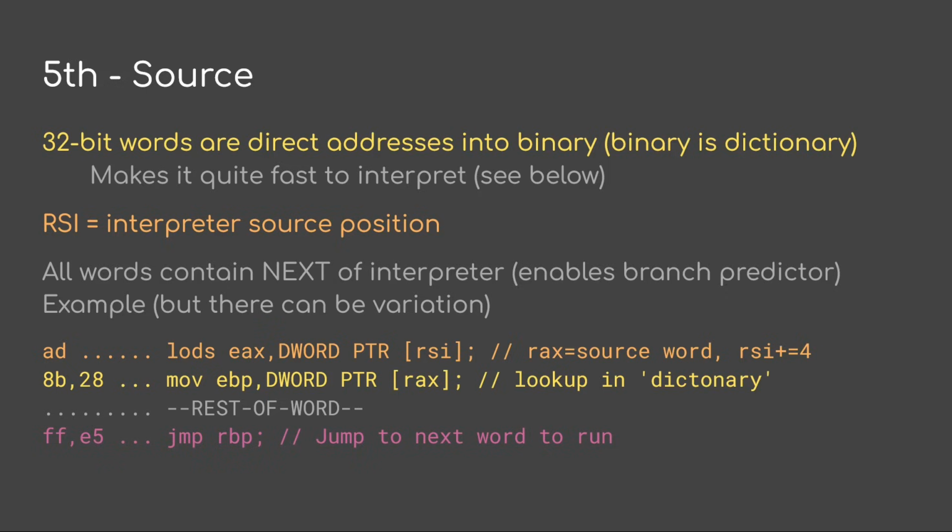So we can actually get this down into 5 bytes if we want to. We can use the LODS to basically load a word from RSI and then advance RSI, and we can use 2 bytes to look up the value in the dictionary, and we can use 2 bytes later to jump to the address for the next thing to run. So now we've gotten down to a 5-byte interpreter.